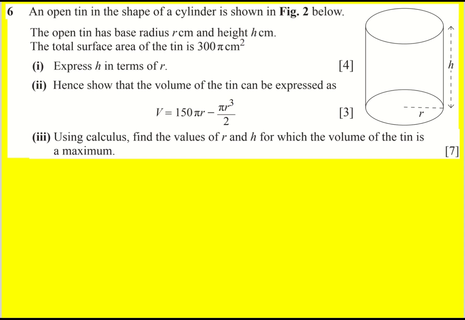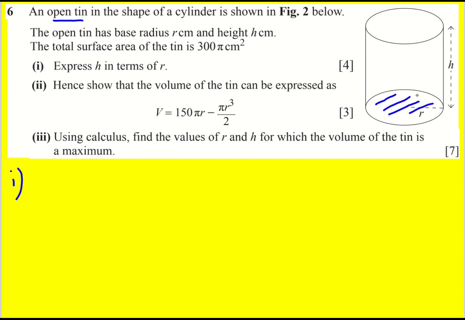Given a cylinder with radius r and height h, we're told that the total surface area of the tin is 300 pi and asked to express h in terms of r. I've got to say, I'm not a fan of this question. I think it could have been clearer because it says it's open, which means there's no top. I'm absolutely fine with that.